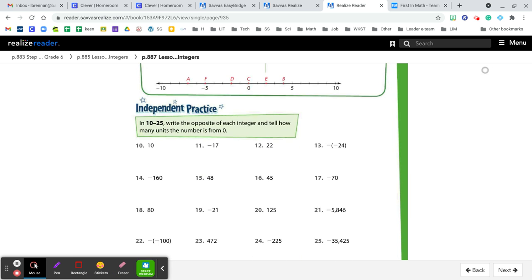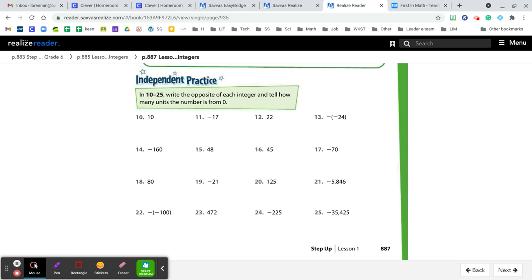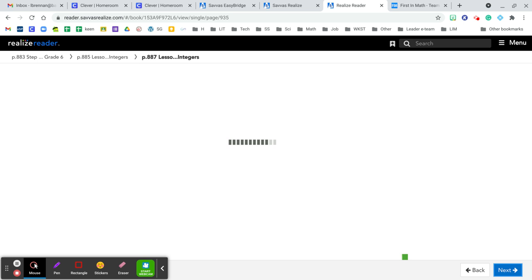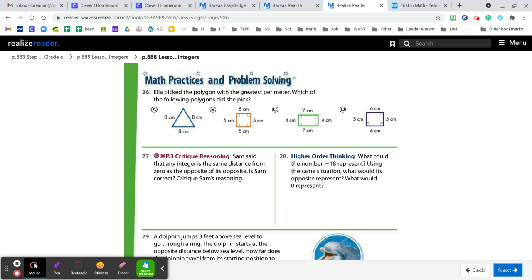Moving on to the independent practice. Write the opposite of each integer and tell how many units the number is from 0. So this is the work you're going to do on your own. And we're also going to work on some of the math practice and problem solving. So Ella picked the polygon with the greatest perimeter. Which of the following polygons did she pick? And remember, perimeter equals the sum of all sides.